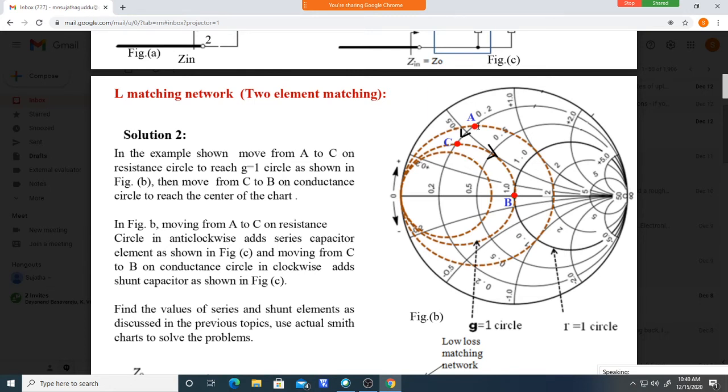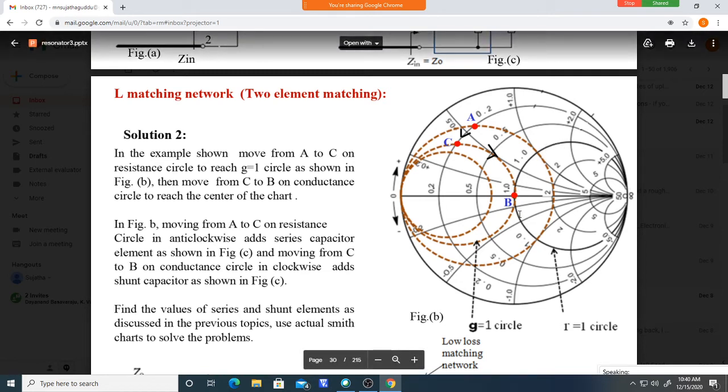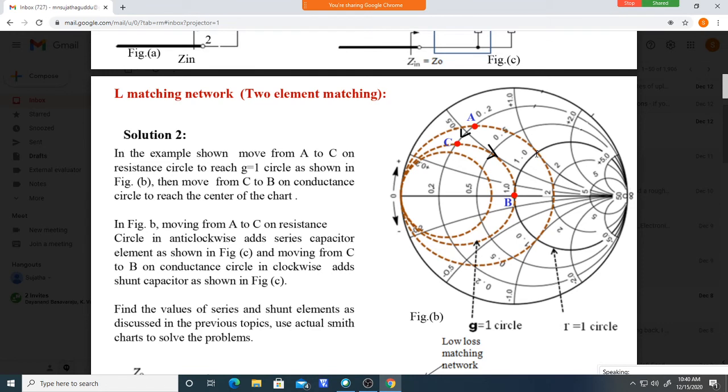Another way is, from here, if you move on this, you will be reaching the R equals one circle, and from there you can move to here. See, this is the R equals one circle. From here you can move like this and reach here. That is one solution. Another solution: if you move like this in the anti-clockwise direction, you do not reach the R equals one circle or the G equals one circle. So you cannot do that.